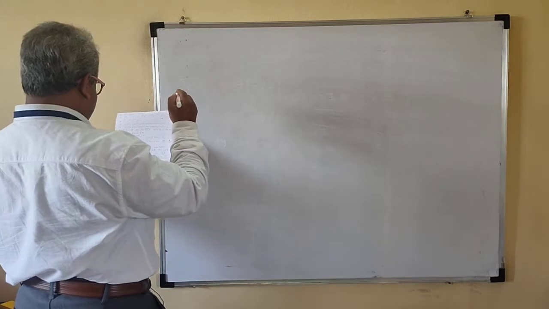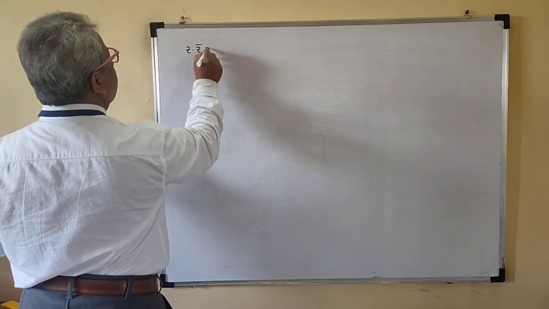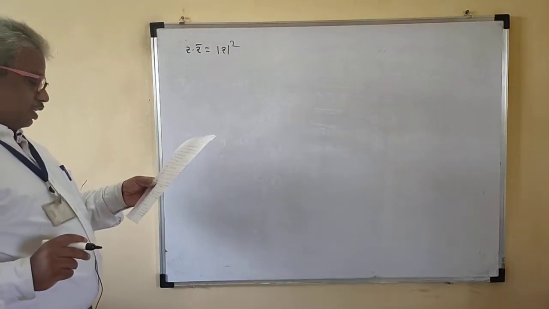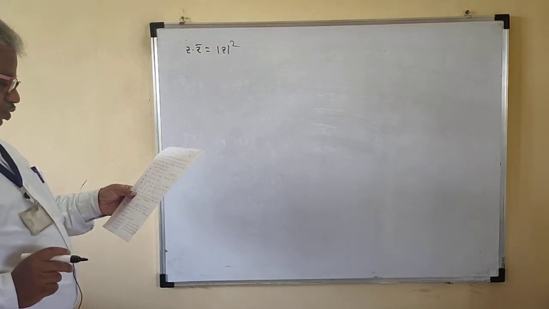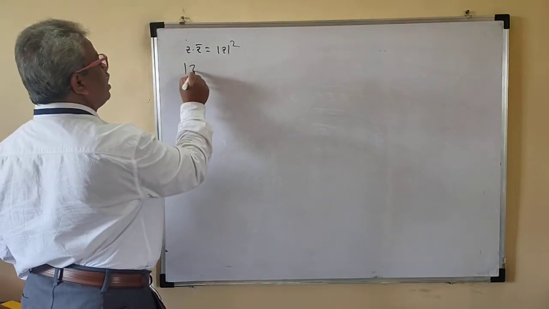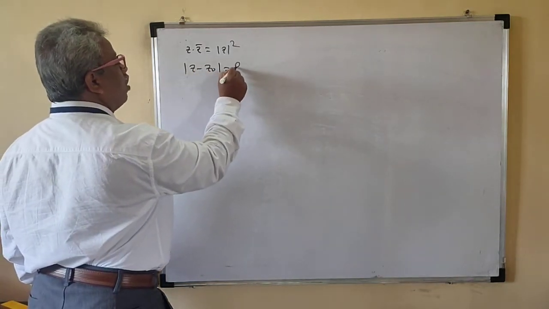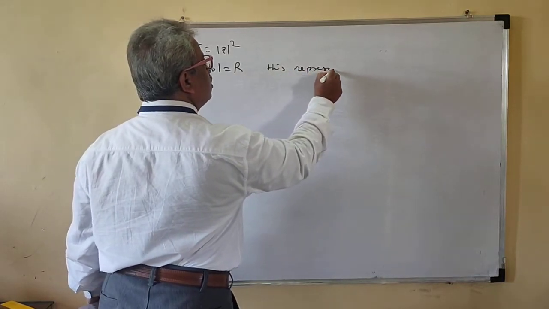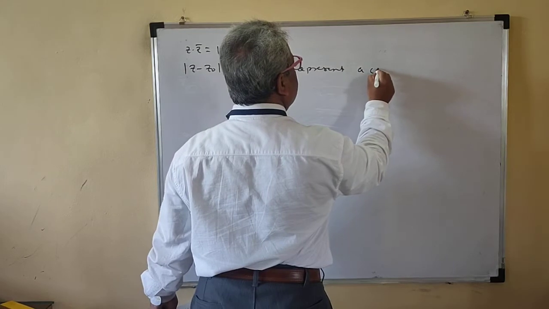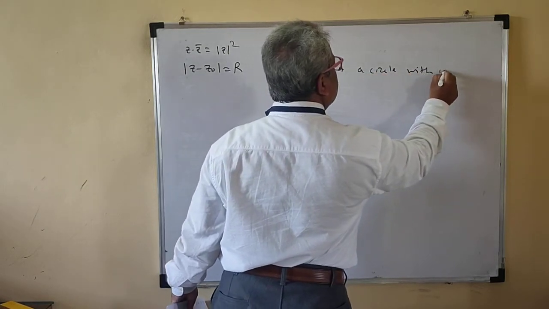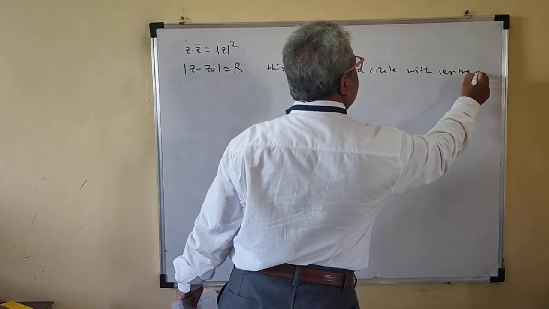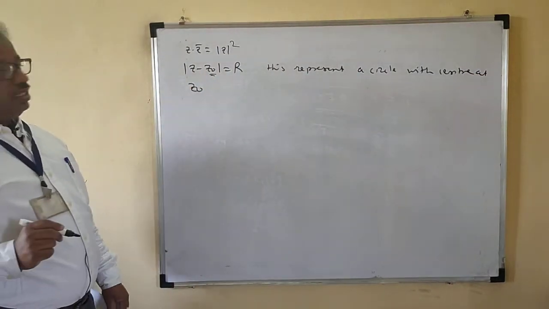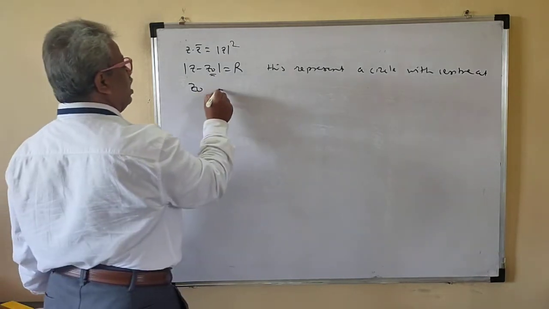One thing also you should remember, that Z into Z bar is mod Z square. Okay, so this also you should remember. One thing you should remember, that mod of Z minus Z naught is equal to R. So this represents a circle with center at Z naught. Whatever this complex number Z naught is, it is the center of the circle, and radius R.